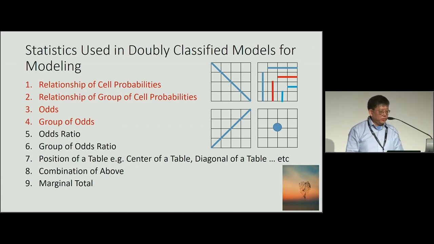There's no reason that we do not use the diagonal we mentioned, and we also mentioned we can use the odds. We can use the diagonal in the other direction. We can fix the center as a point to model doubly classified. So we can use not only the odds, the groups of cell probability, but also the odds ratio, which takes account of 4 cells rather than 2. And we can combine any of these, also including marginal totals.